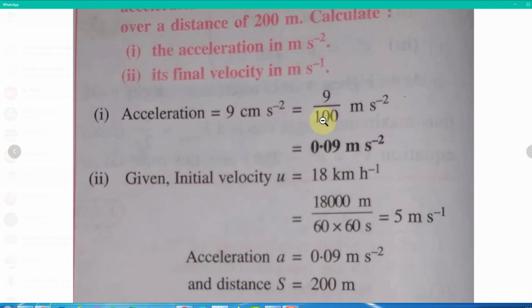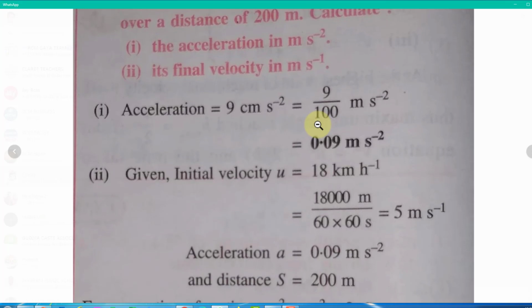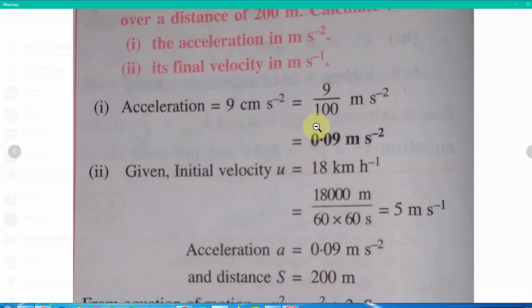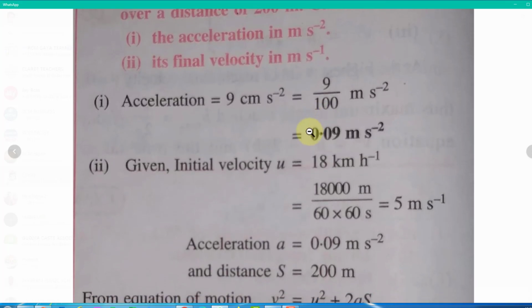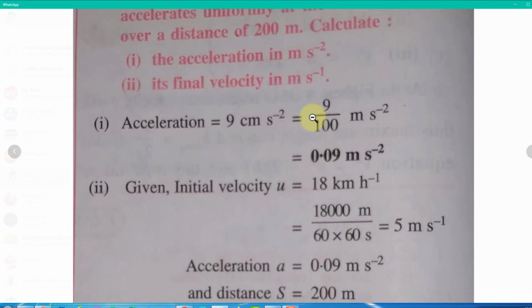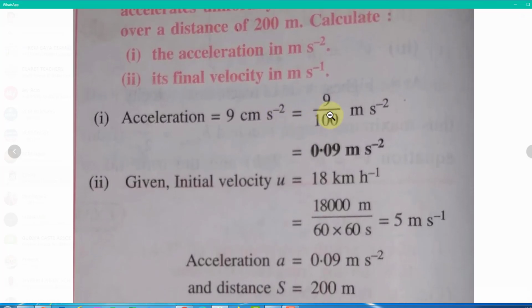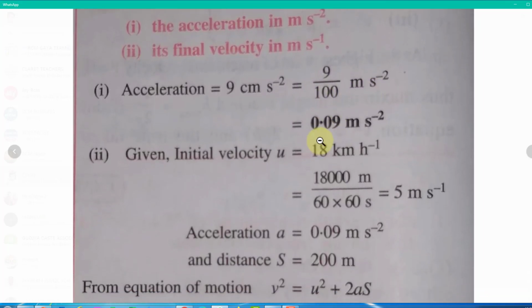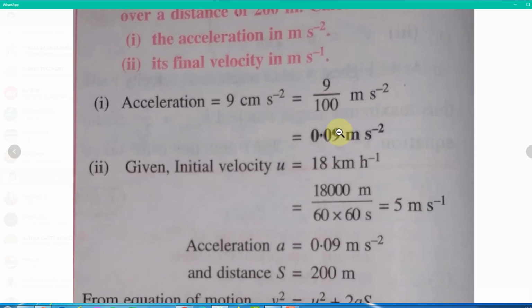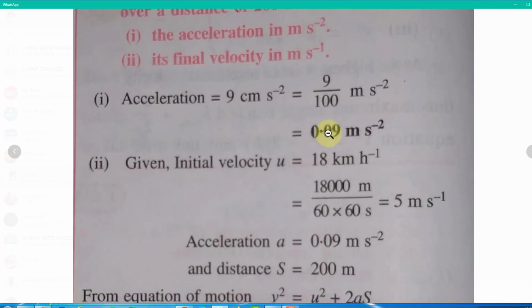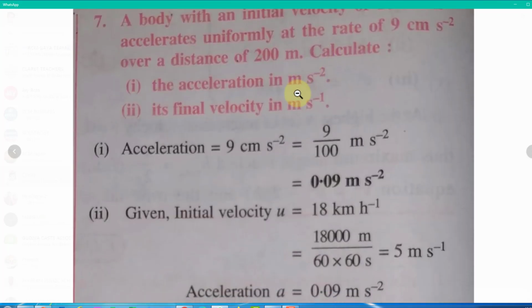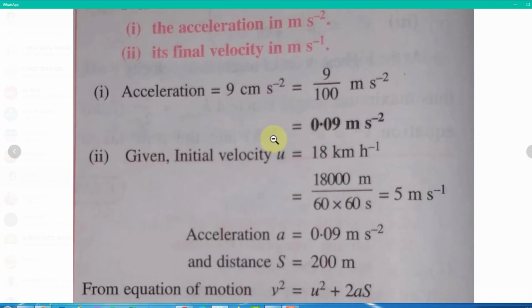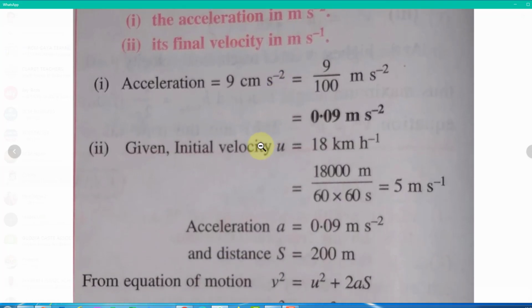1 meter is equal to 100 centimeter. Then 1 centimeter is equal to 1 by 100 meter. Then 9 centimeter is equal to 9 by 100 meter. So 9 by 100 meter per second square. 9 by 100 means 0.09 meter per second square. Okay, so first one we got acceleration 0.09 meter per second square.